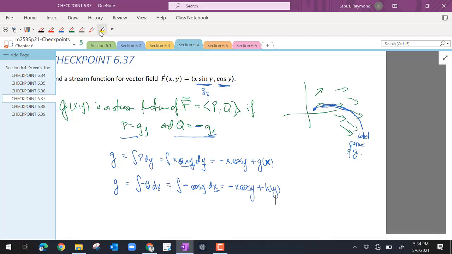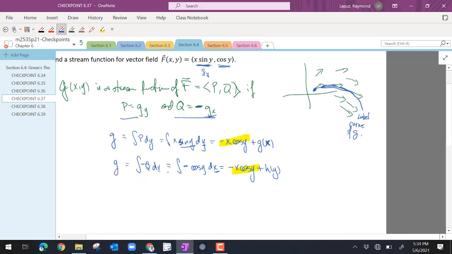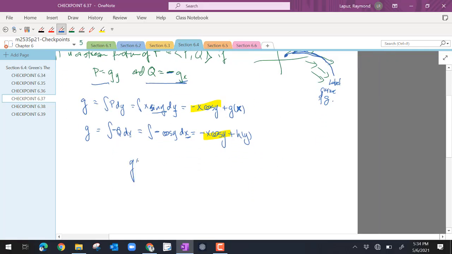And we can see that we have these two functions in common, so that must be our g function. So g of x, y is equal to negative x cosine y. And we can throw a constant in there if we want, a true constant, not a function of x or a function of y, but just as a plain constant.